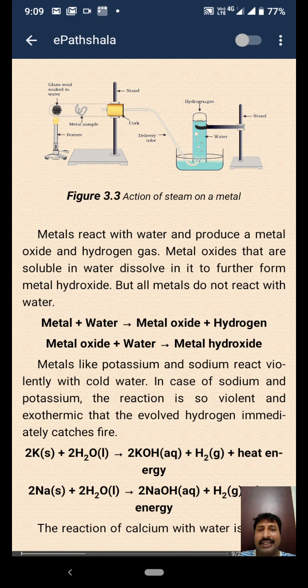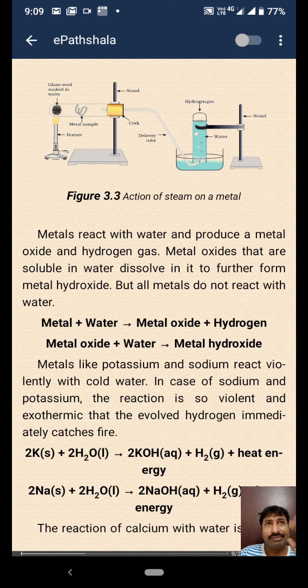Metal plus water gives metal oxide plus hydrogen gas. Metal oxide plus water gives metal hydroxide. See, all metals will not react with cold water, all metals will not react with hot water, all metals will not react with steam. Some will react with cold water, not in hot water and steam. Some will react with hot water, not in cold and steam. Some will react with only steam, not with cold or hot water.